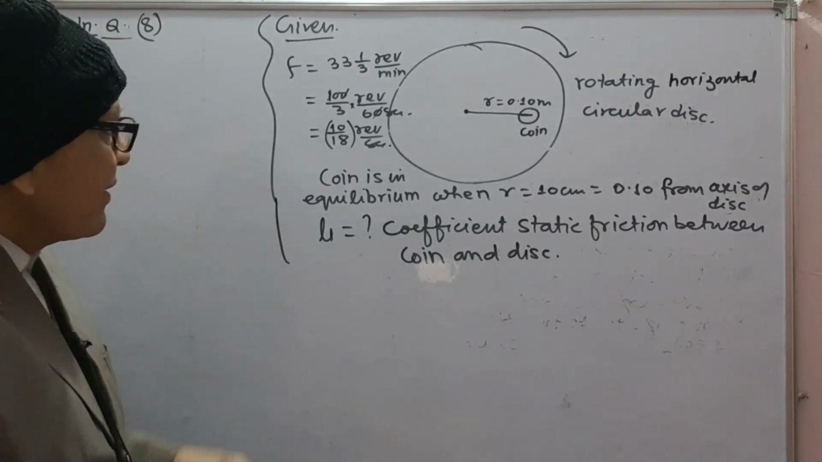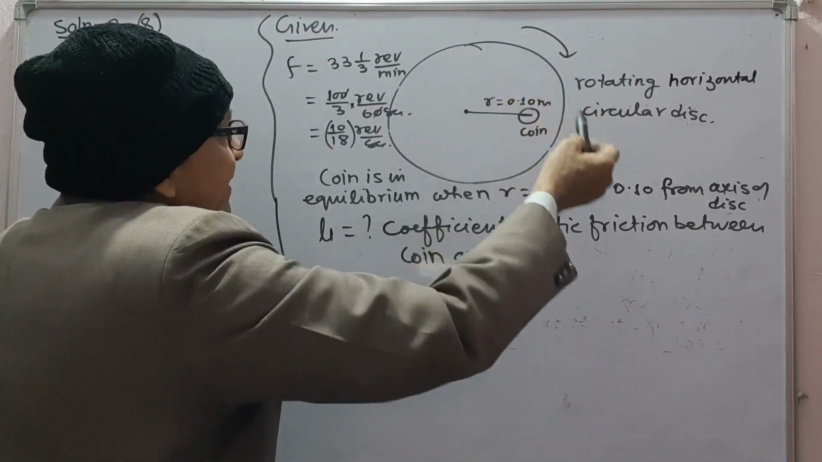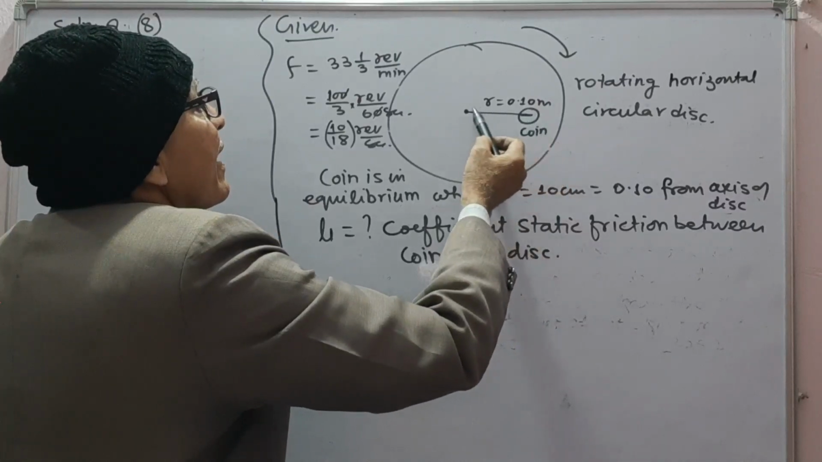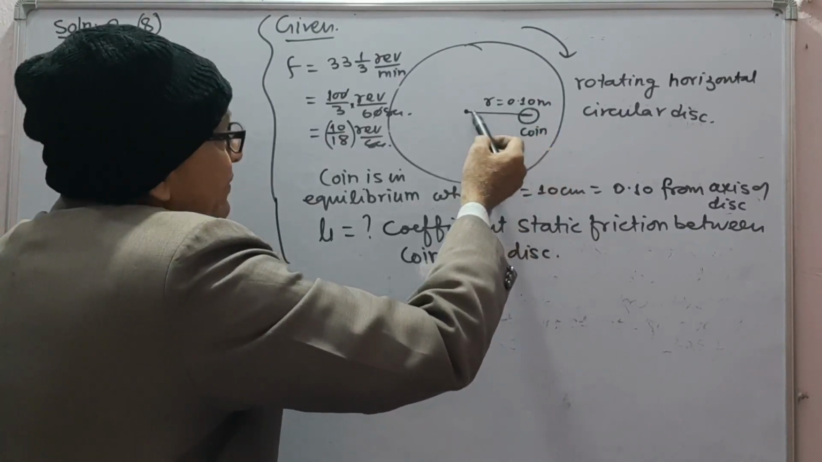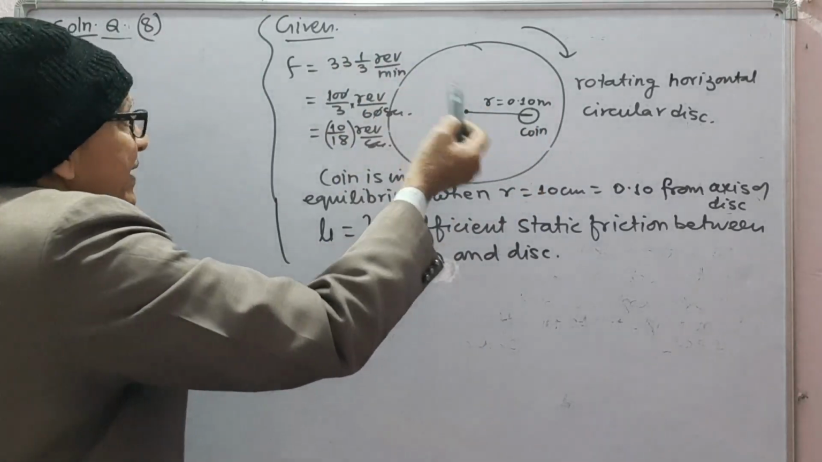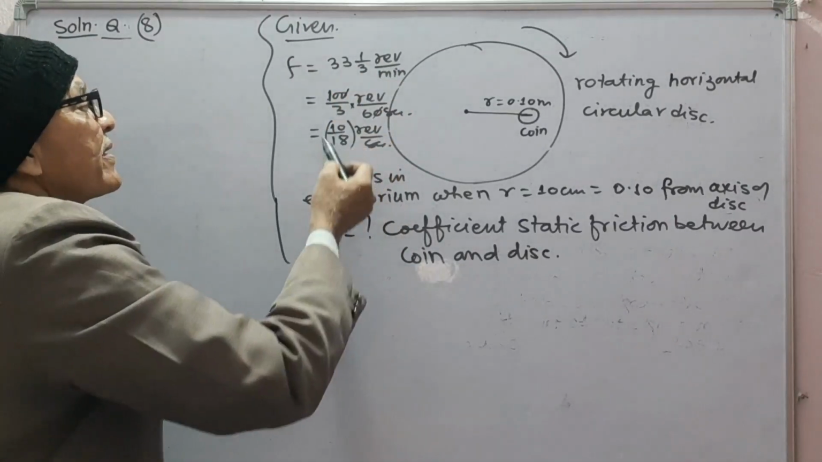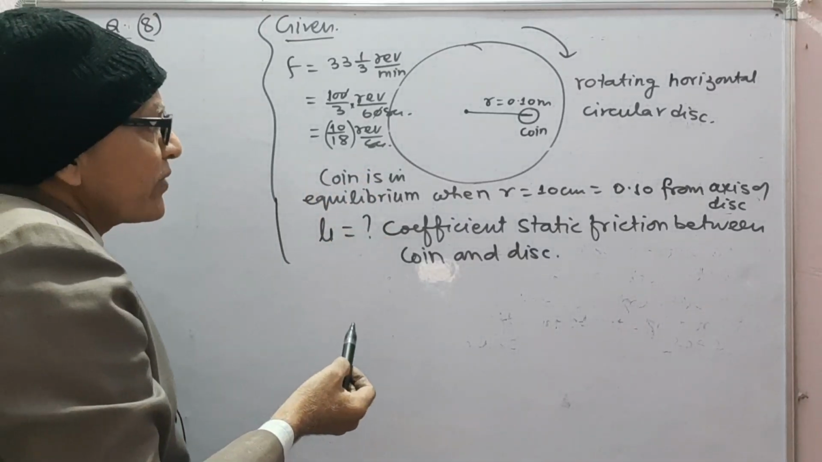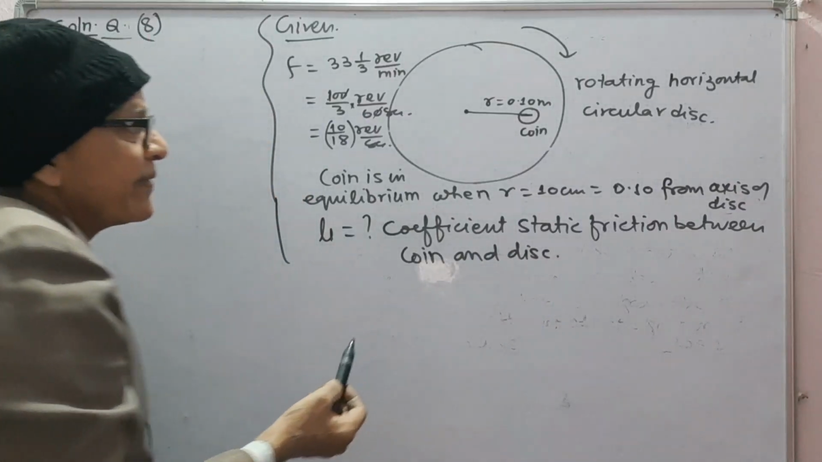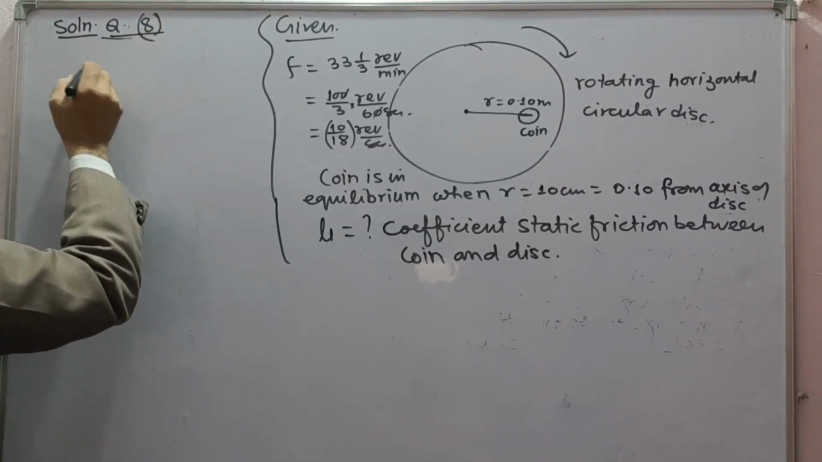Here given, this is rotating horizontal circular disc on which a coin is placed at distance 10 cm from the axis. The rate of rotation of disc is 33 whole 1/3 revolution per minute, which gives 10/18 revolution per second. We have to find the coefficient of static friction between disc and coin. Now solution to question 8.